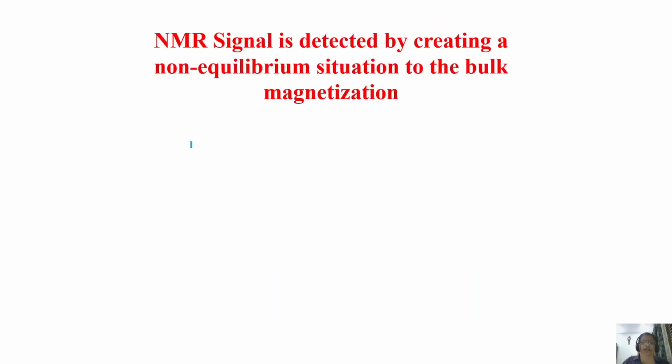Now, we have to do one small trick. What is the small trick? I have to detect the NMR signal. Now it is a static thing. Unless I perturb this bulk magnetization, I cannot see the signal. I need to perturb this bulk magnetization. How do I do that?